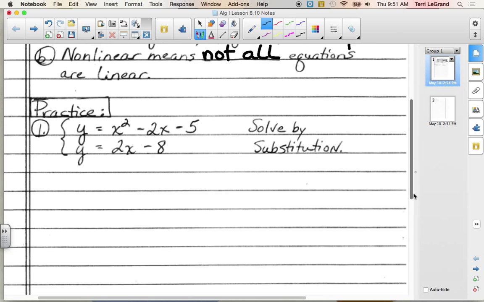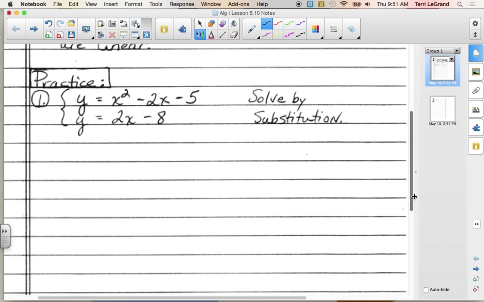So let's practice solving them algebraically. Then we'll check them with our graphs, with the graphing calculator. So I say we're going to solve this system of nonlinear equations by substitution. Why did I choose substitution, do you think?